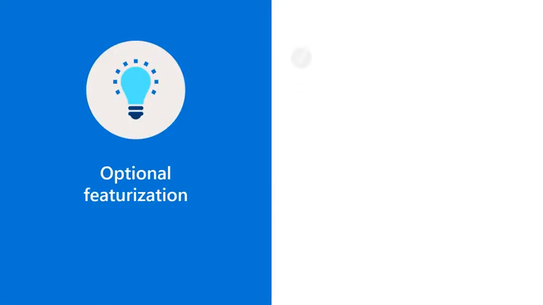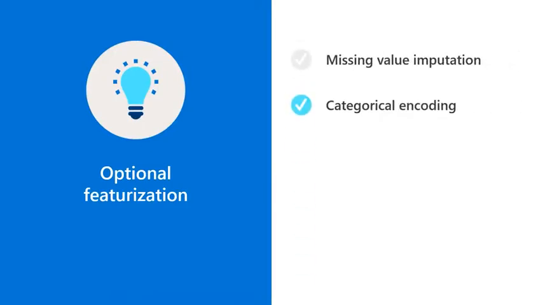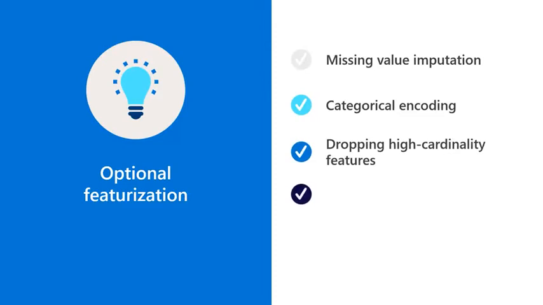You can choose to have automated machine learning apply pre-processing transformations, such as missing value imputation to eliminate nulls in the training dataset, categorical encoding to convert categorical features to numeric indicators, dropping high cardinality features such as record IDs, feature engineering, for example, deriving individual date parts from date-time features, and others.